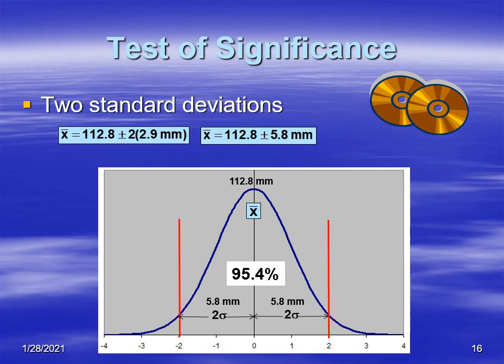And 95.4% of all the observations or measurements will fall within 2 standard deviations, which is 5.8 millimeters either side of the mean of 112.8 millimeters for the diameter. So that's how we can use continuous distributions to determine the probability based on standard deviations.